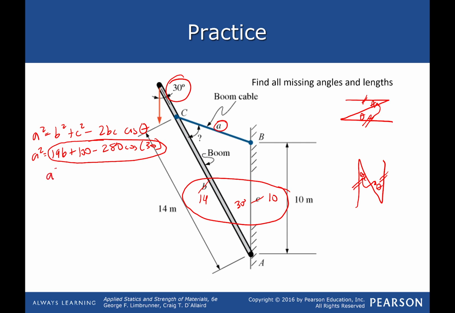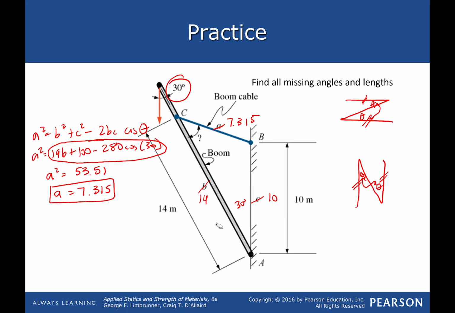And I get that a squared is equal to 53.51. Okay. And now I'm going to go ahead and try and see what a is. I'm going to take the square root of 53.51. And I get that a is equal to 7.315. Okay, got one of these done. That looks good. Let's go ahead and mark through that and make that 7.315. Perfection. Bravissima. Now, let's erase over here because I'm going to need some more space.